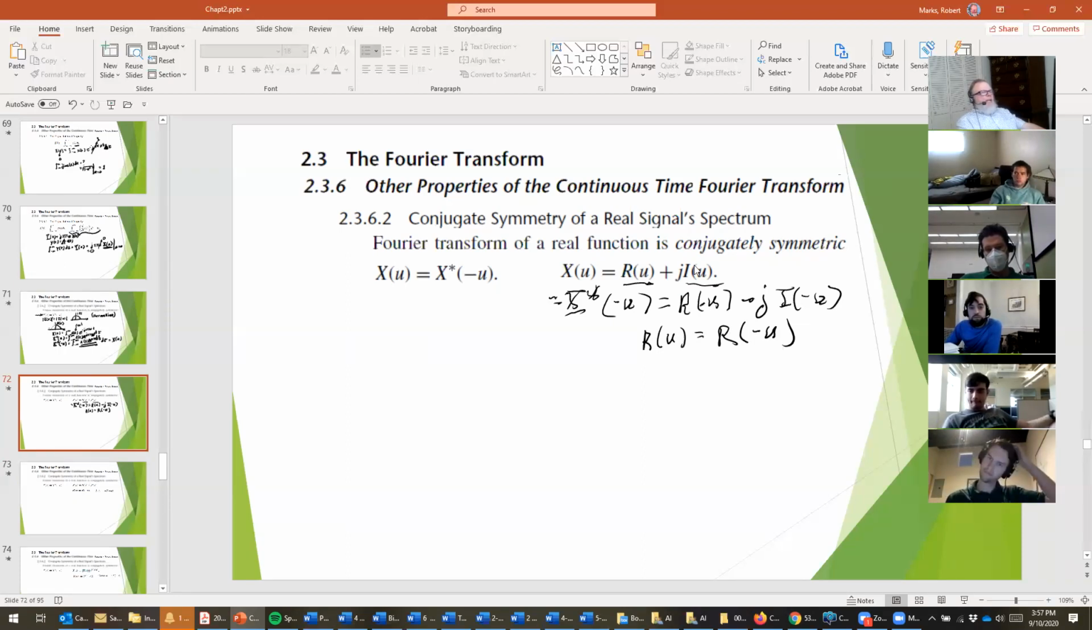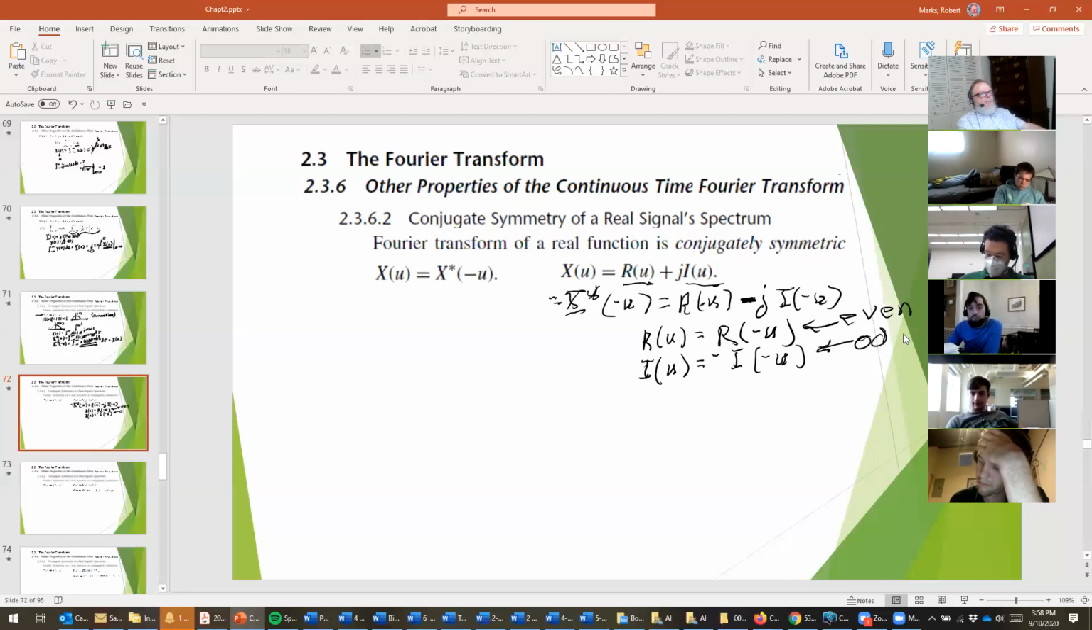Likewise, if we equate the imaginary parts, we get I of u is equal to, we have to take into account this minus sign here, minus I of minus u. So it turns out that the imaginary part is always odd. So the real part is always even, and the imaginary part is always odd. This is true of a Fourier transform of any real signal.